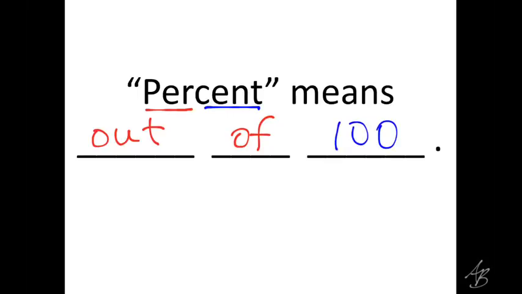As far as math operations go, out of means what? So does out of mean we're going to add or subtract or multiply or divide? Somebody said it? Divide. Out of means we're going to divide. So if something's out of 100, that means we're dividing by 100. All right, so anytime we see percent, it actually means out of 100 or divided by 100.